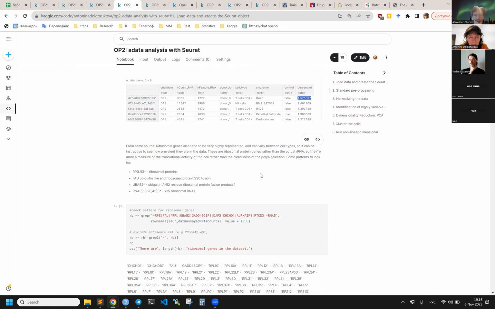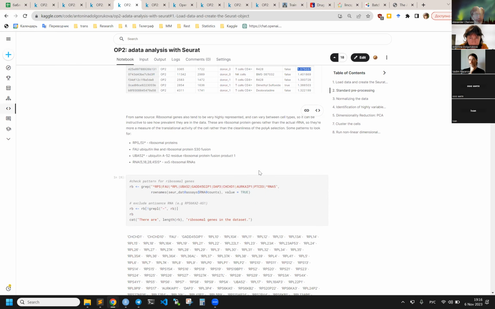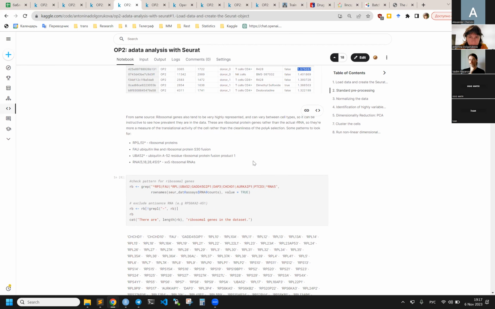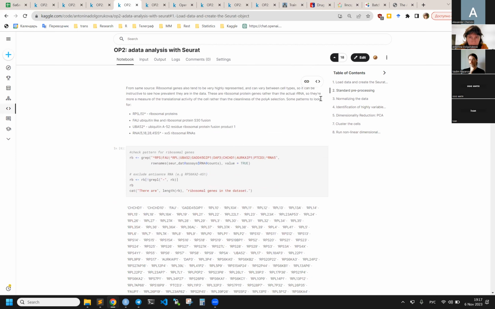Next step is ribosomal genes. It's from the third tutorial. It says that ribosomal genes may be very highly represented, and we can see which cells contain more ribosomal genes. They also say that ribosomal genes are a measure of the translational activity of the cell rather than the cleanness of some quality of our readings.